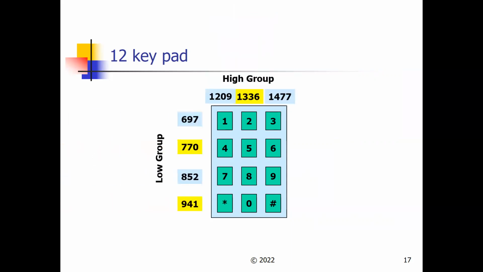So the frequency ranges: the high frequency group is a set of three frequencies between 1209 and 1477 hertz. They're very strange numbers, and I'll tell you why in a second. And the low frequency group starts at 697 and goes to 941.